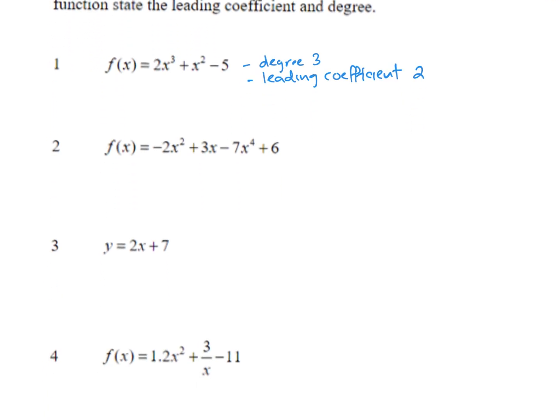The second one also fits the definition of a polynomial. I see all exponents are positive numbers, so it is a polynomial. The highest degree is 4. So keep in mind that they won't always be in order. Sometimes the degree or the highest power is not at the beginning. So in this case, it's -7x^4. So the leading coefficient is -7.